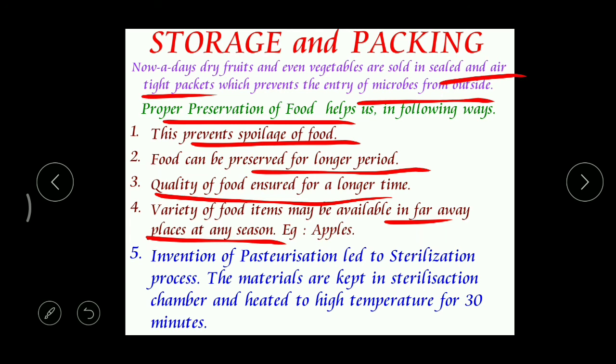So what do you call that? That method can be called sterilization. That means here they are heated to a high temperature for more than 30 minutes.